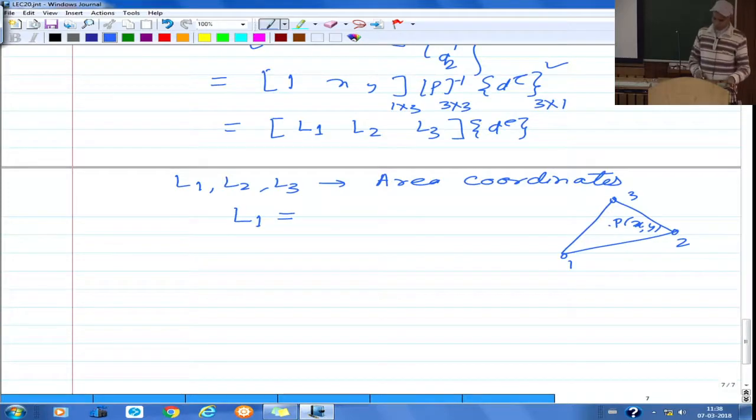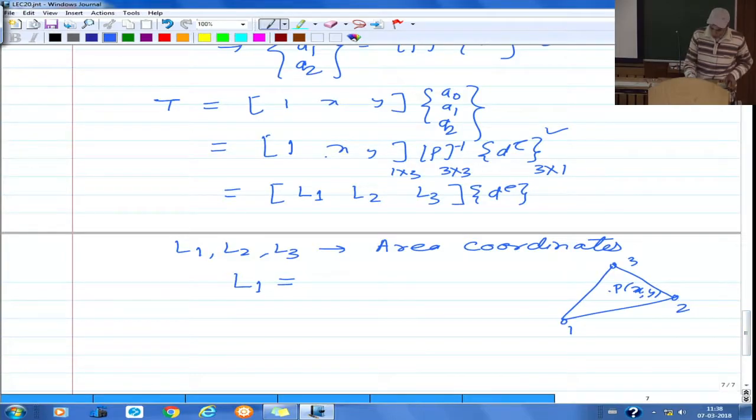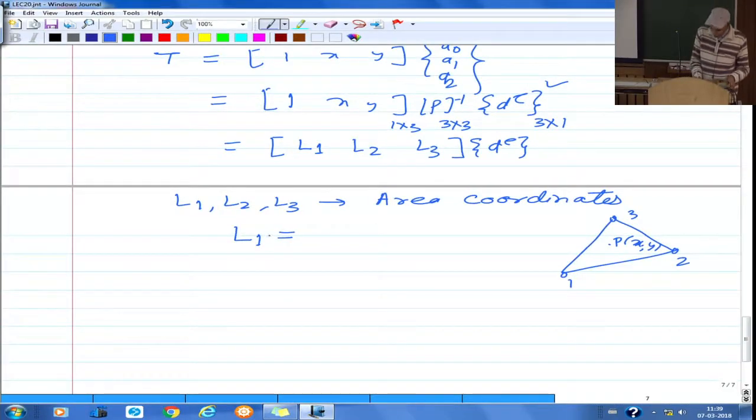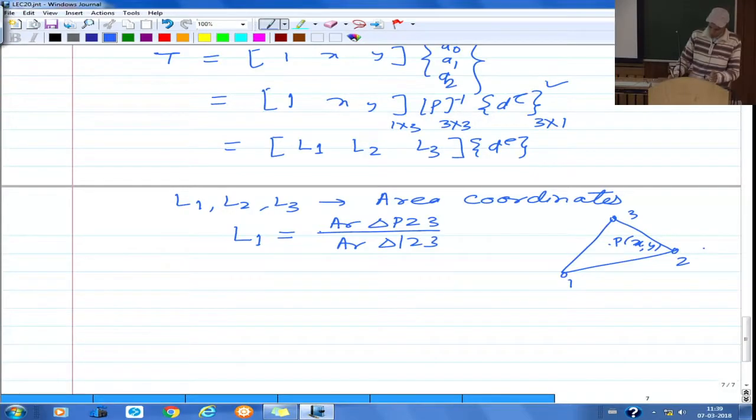So actually L1 you can write as, whatever the process is, you get the P inverse multiplied with this 1 x y, whatever expression you get, that expression can be written as the ratio of the area of triangle P23 divided by the area of the triangle 123. So you can write this L1 as area of triangle P23 divided by area of triangle 1, 2, 3. Of course the verification you have to do: invert that P 3 by 3 matrix, multiply, you will get certain expressions for L1, L2, L3. You would see that those can actually be written in this form.